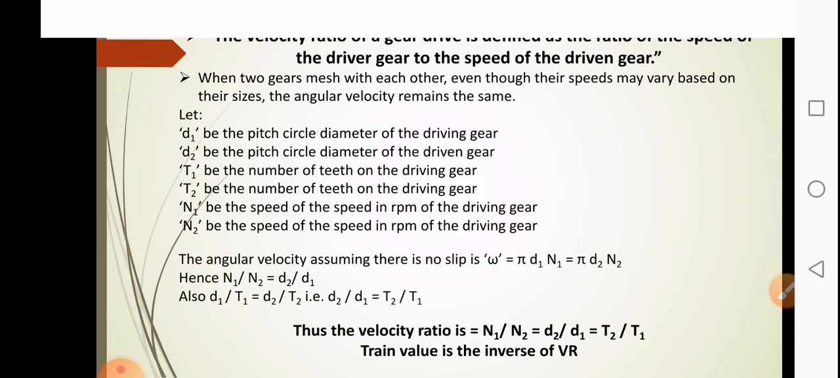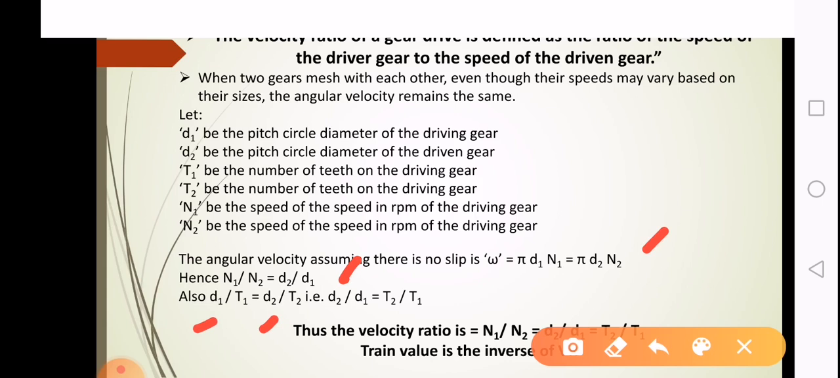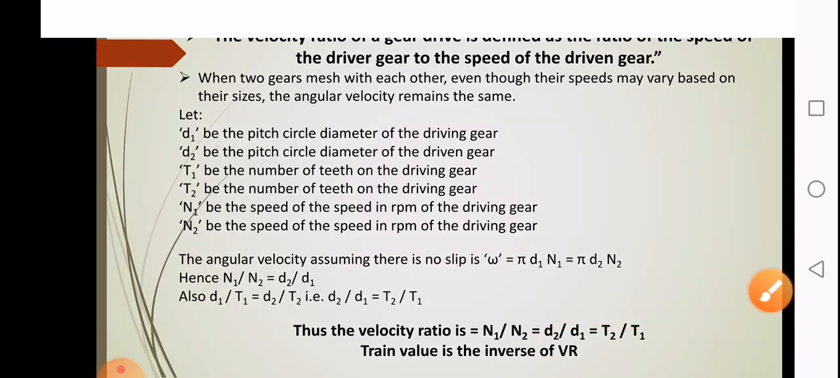Now velocity ratio is nothing but the speed of the driver gear to the speed of the driven gear, so it has to be n1 by n2. From this we can conclude that n1 by n2 will be equal to d2 by d1. Similarly, we also have d1 by t1 is equal to d2 by t2. So d2 by d1 can be written as t2 by t1. Thus, the velocity ratio is n1 by n2, which is equal to d2 by d1, which is equal to t2 by t1.